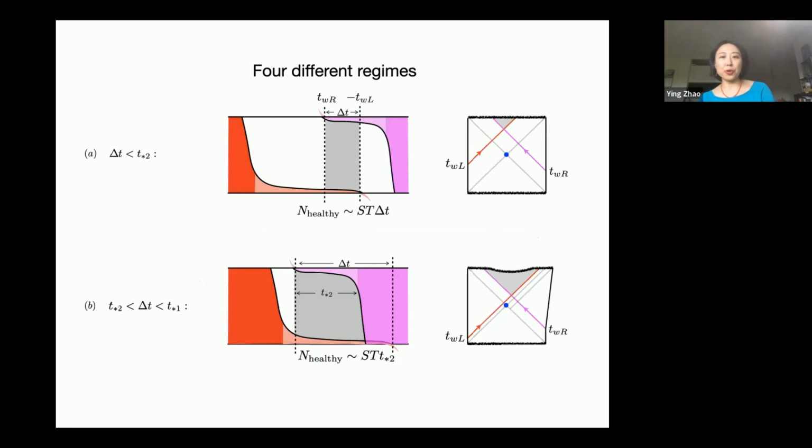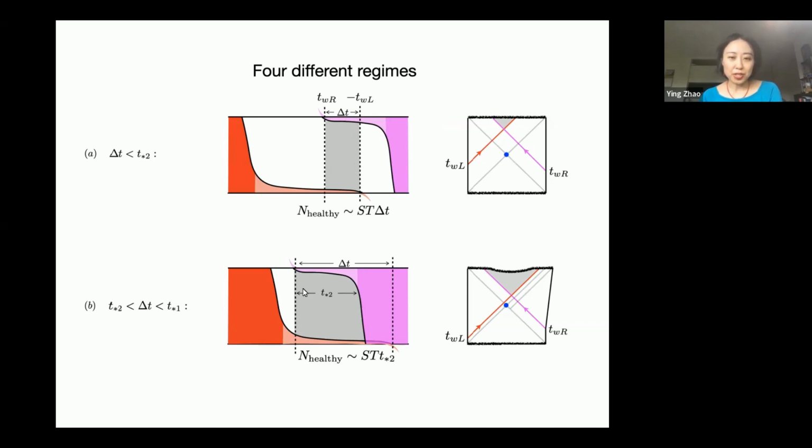And there are 4 different regimes. The first regime is that when delta T is small, when you draw a picture like this, clearly you see that when delta T increases, the healthy gates, which in this picture is in this white region, the white region will grow. Roughly speaking, the white region grows linearly in delta T.